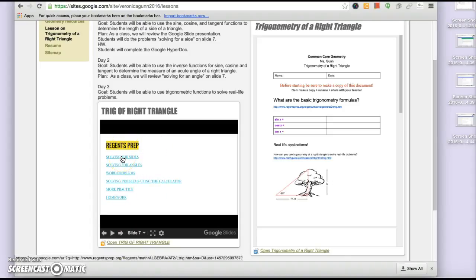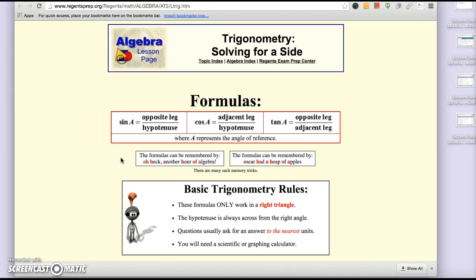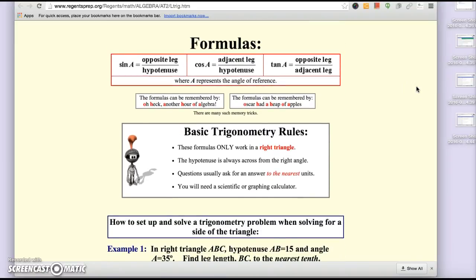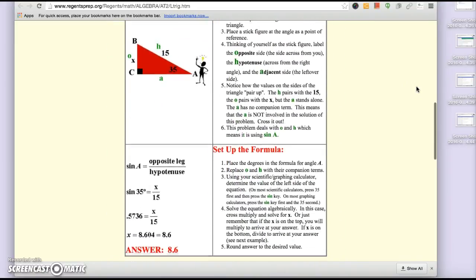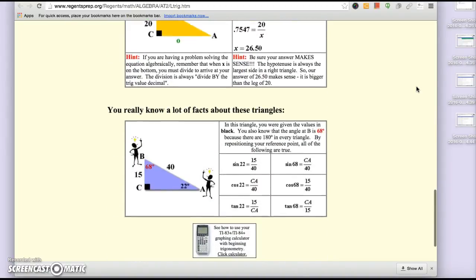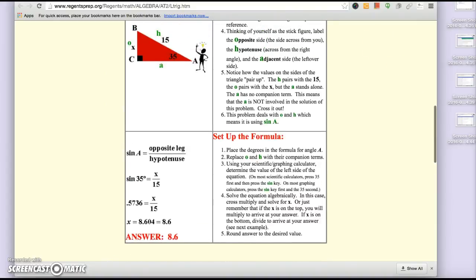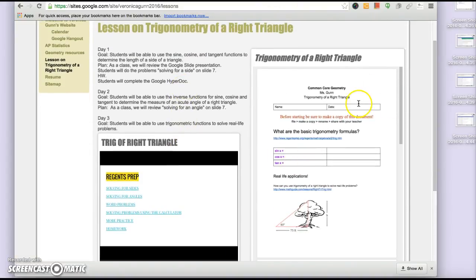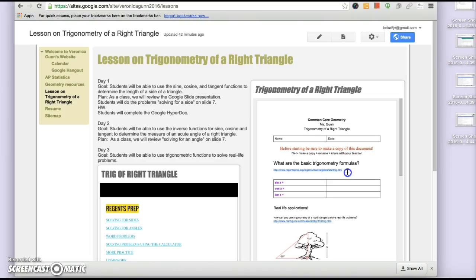On the first day, I would only expect them to get up to solving for sides. And so they would go to this site if they needed extra help, which again explains the basic trig functions and how to solve some basic trig functions. So for that night for homework, this would still be on the first night, they would come in and be able to do this document.